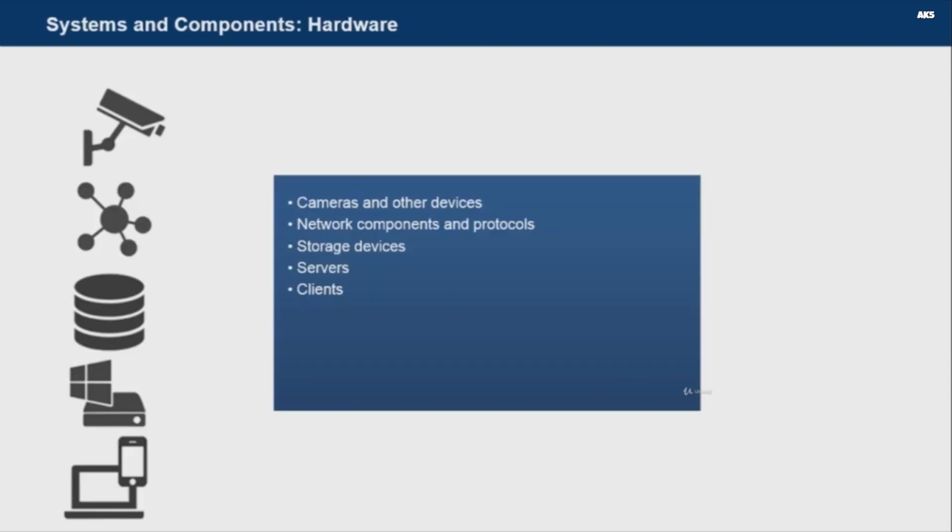So, to display, store, and export surveillance data, IP surveillance systems rely on several different components and subsystems, including camera and other devices. Those devices typically include microphone, input-output, sensors, and others. Also, we have network components and protocol, storage devices, servers, and client.